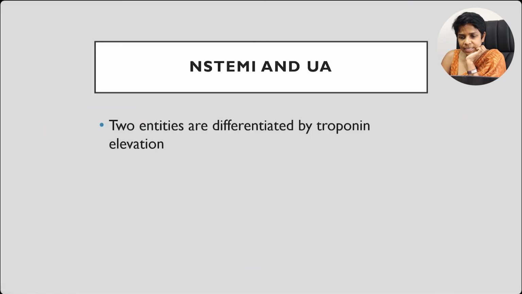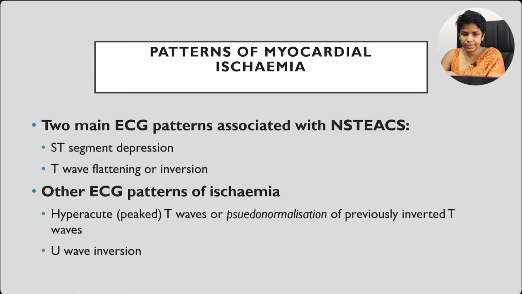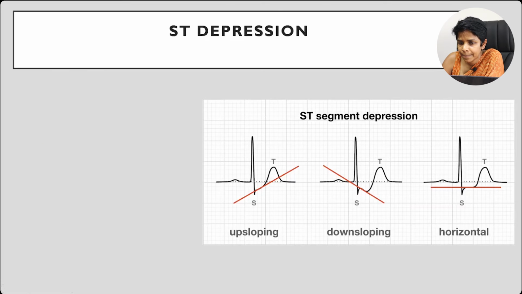In non-ST elevation MI and unstable angina, there are patterns of ECG changes that occur. For example, these are the common ECG patterns in non-STEMI or myocardial ischemia: ST segment depression, T wave flattening or inversion. There are other ECG changes also, for example, tall T waves, pseudonormalization of previously inverted T waves, and U wave inversion. These are signs of myocardial ischemia.